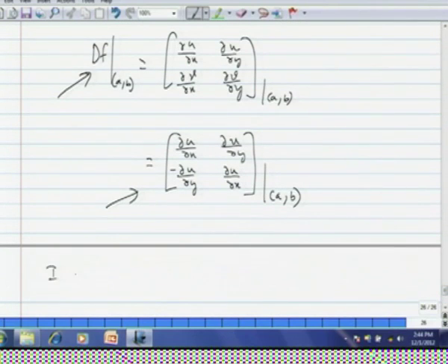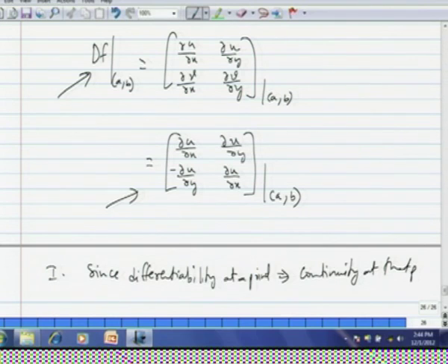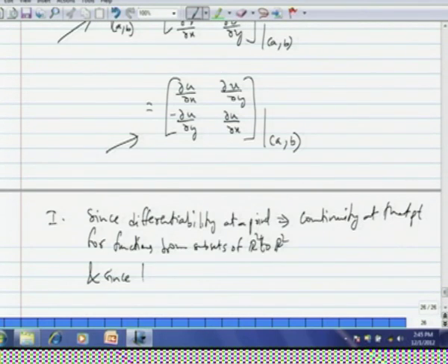So, what we can conclude is that since differentiability at a point implies continuity at that point for functions from subsets of R2 to R2. Okay. And since the topology of C is the same as the topology of R2. Okay. What I mean by that is the epsilon balls in R2 correspond to the epsilon balls in C, and open sets in R2 correspond to open sets in C. Okay. Precisely they are equal.